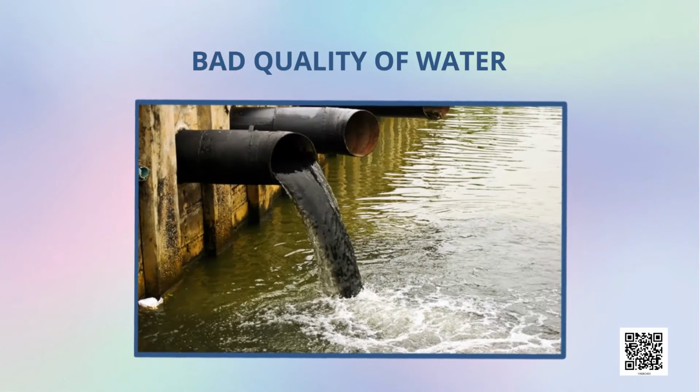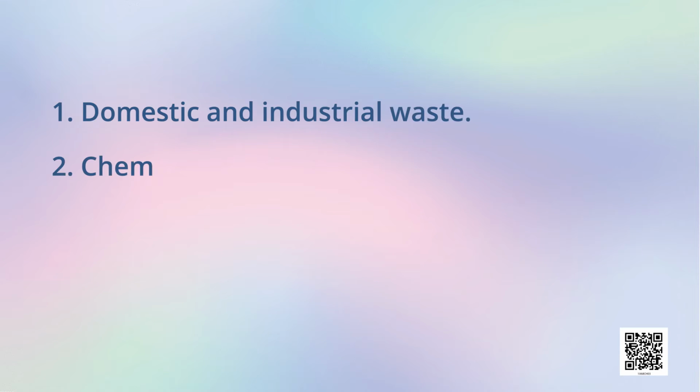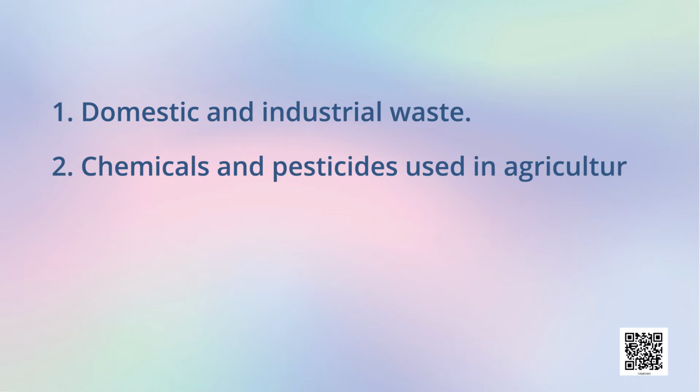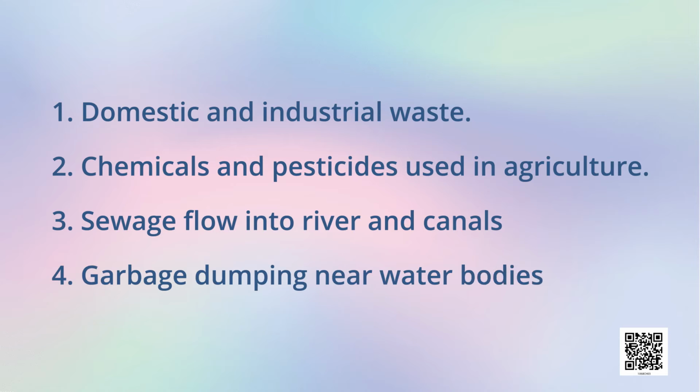Bad quality of water causes the following. Water is polluted due to the following causes. First is domestic and industrial waste. Second is chemicals and pesticides used in agriculture. Next is sewage flowing into rivers and canals. Next is garbage dumping near water bodies. So students, here we discussed causes of water scarcity.